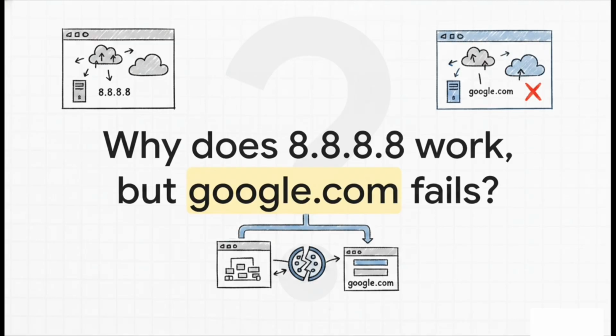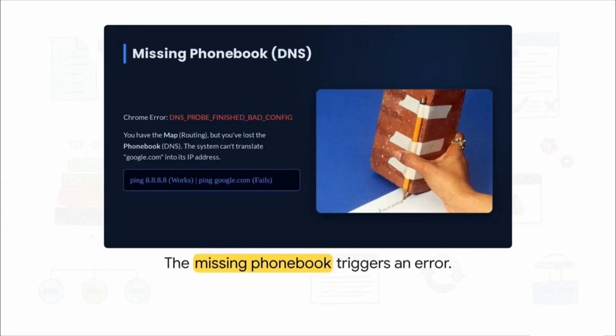Let me ask you this. If you pull up a terminal right now and type ping 8.8.8.8, you will see successful packet returns. But if you type ping google.com, it instantly fails. Why? Because while the pipes are firmly connected, the system has absolutely no idea how to translate human words into machine addresses. We have the map, which is our routing, but we have lost the phone book, which is our DNS.